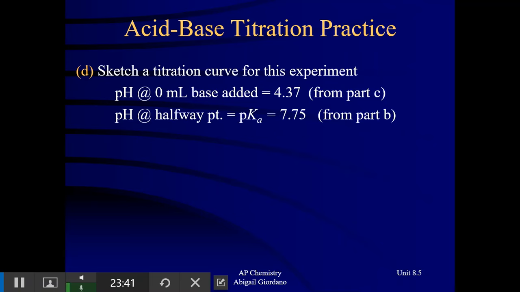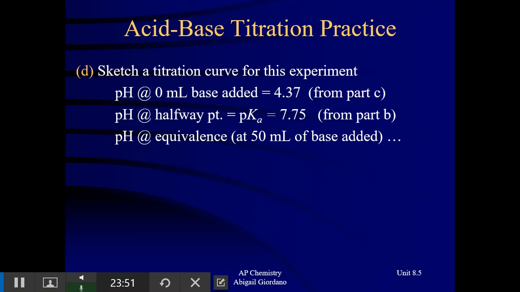We know that the pH at the halfway point is equal to pKa, which we solved for in part B. We don't know the pH at equivalence yet, but I do know at least where that data point should fall on the x-axis, because from part A, we found the volume of base added at the equivalence point. Now we do need to solve for the pH at equivalence. And again, this is review from something we've done before, but let me pull up my work to solve for that pH.